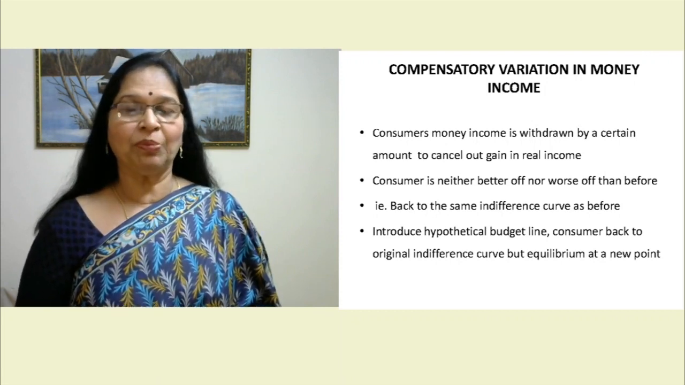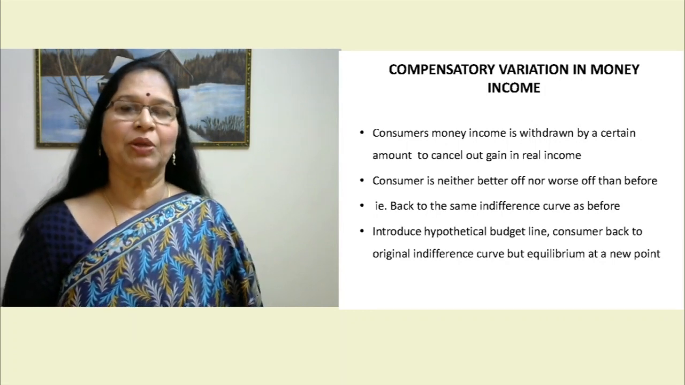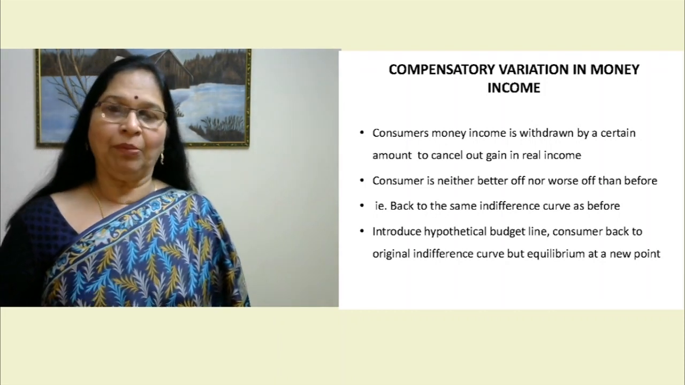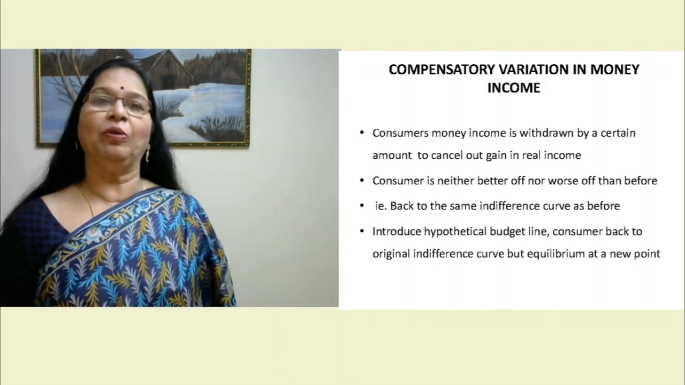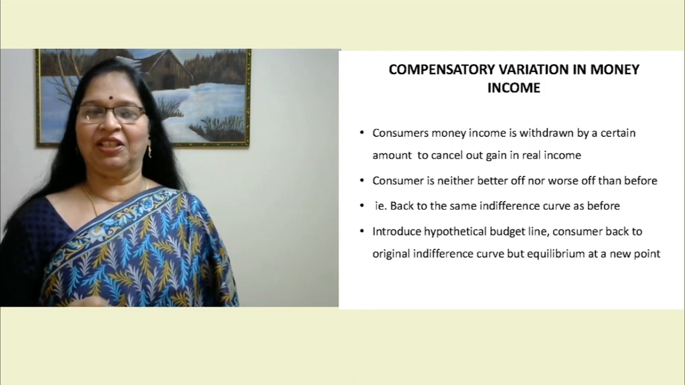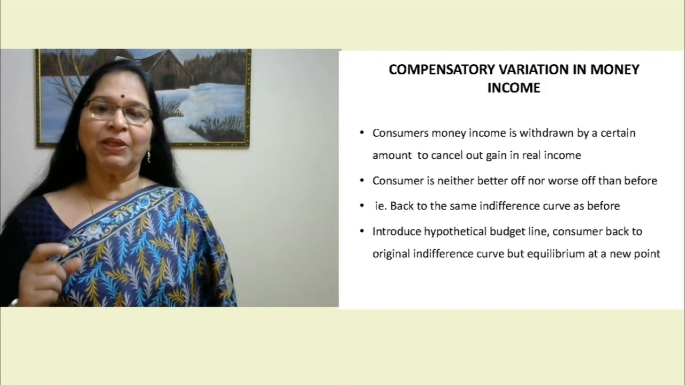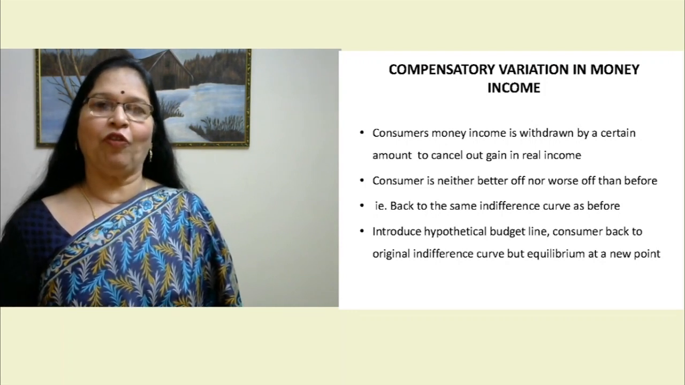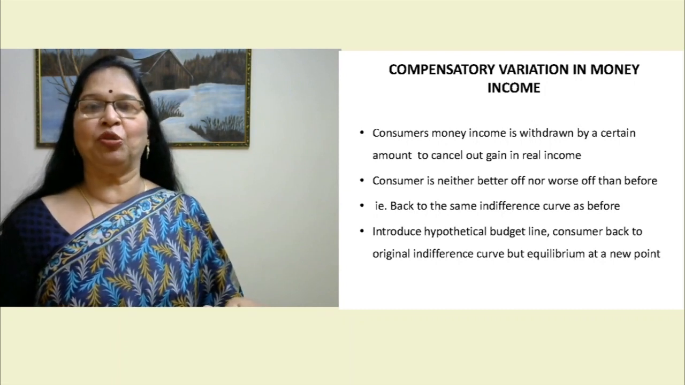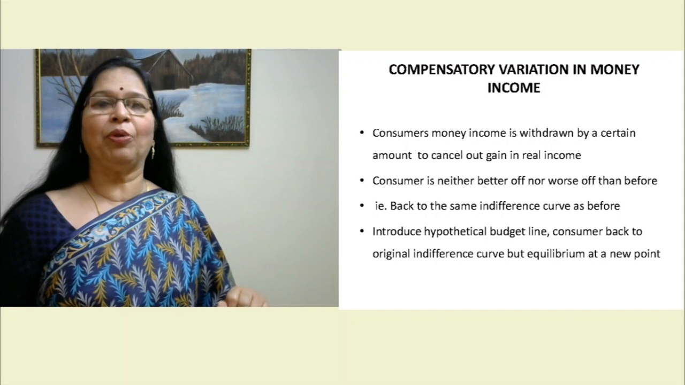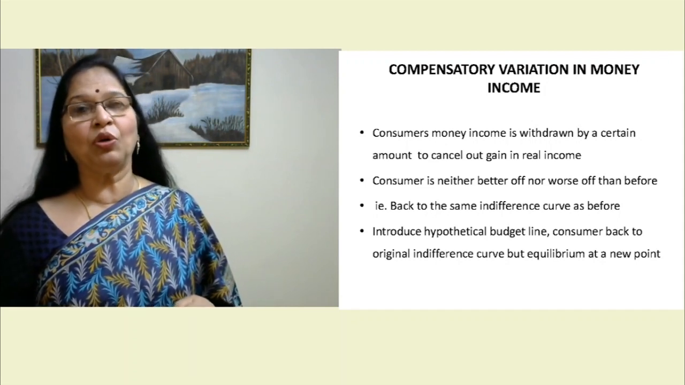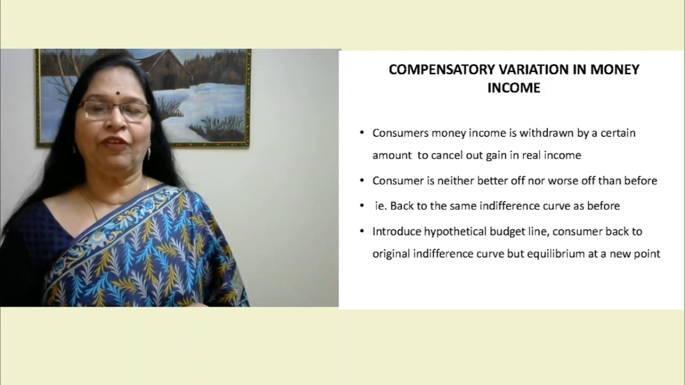How shall we withdraw it? Though we can't impose a tax on him, let us assume that a tax is put on him. The tax amount should be equal to the extra real income that he got, which means the extra purchasing power that he got because of a fall in the price. That extra income must be taken away from the consumer, and the consumer should be brought back to the same indifference curve. Otherwise, what is the consumer likely to do? He will go to a new indifference curve, isn't it?